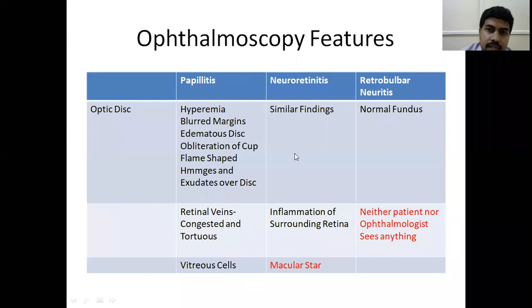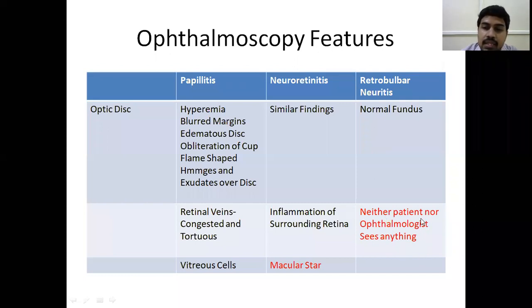Neuroretinitis has similar findings, except that a macular star is also present, due to inflammation of the surrounding retina. In retrobulbar neuritis, the fundus is normal. Here, there is a famous saying that neither the patient nor the ophthalmologist sees anything. The patient's vision is gone because of retrobulbar neuritis, so the patient is not able to see anything. Similarly, the ophthalmologist tries to look for an abnormality, but the fundus looks normal.